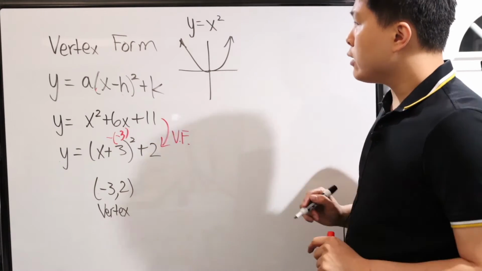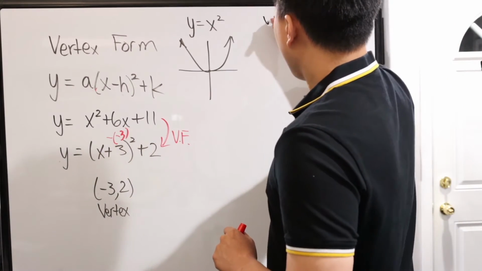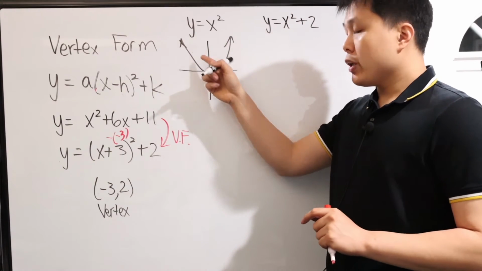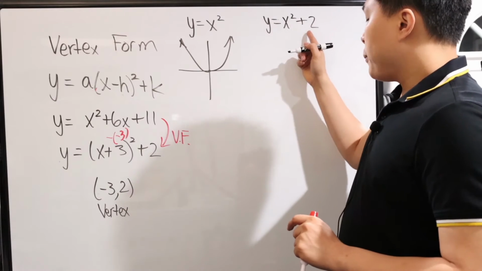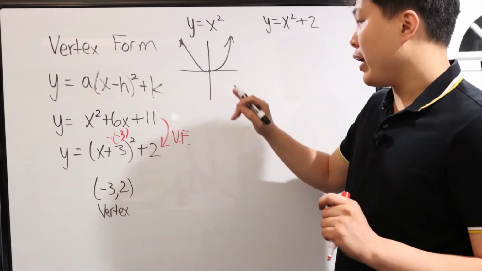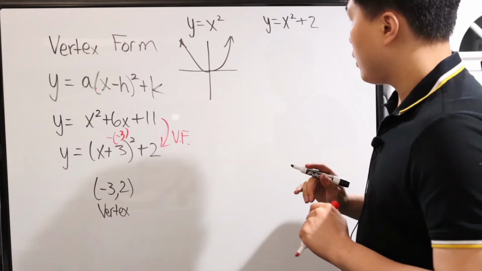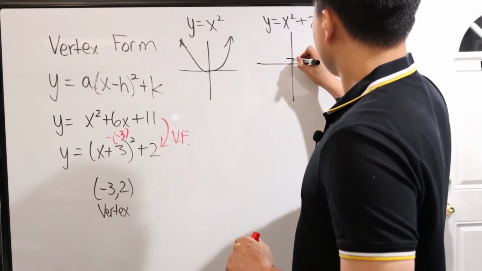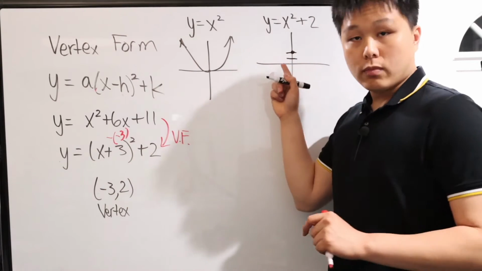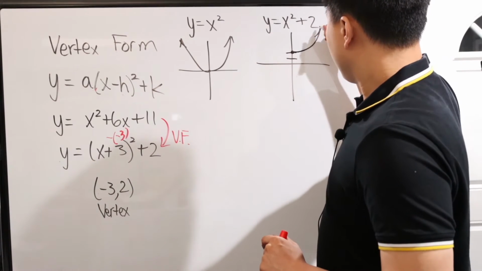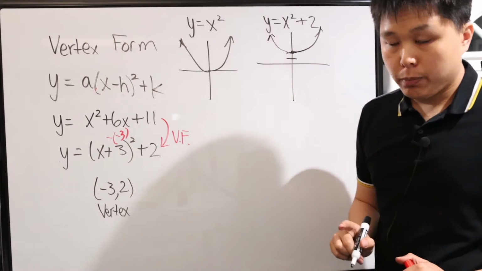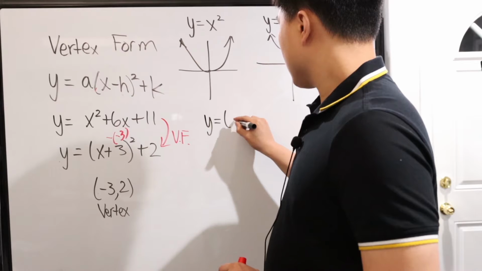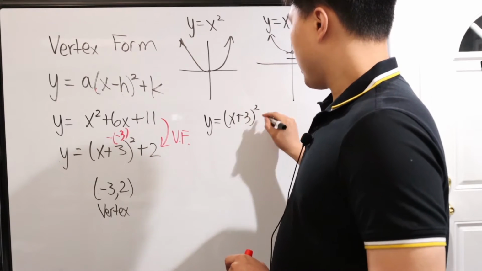So y equals x squared looks like this. Y equals x squared plus 2. Notice this: x squared is what makes that U shape. Plus 2 means that you're just adding 2 to every single point on the parabola. So rather than starting at the origin, the U shape now starts 2 up and still maintains its U shape. Next one, y equals (x plus 3) squared.